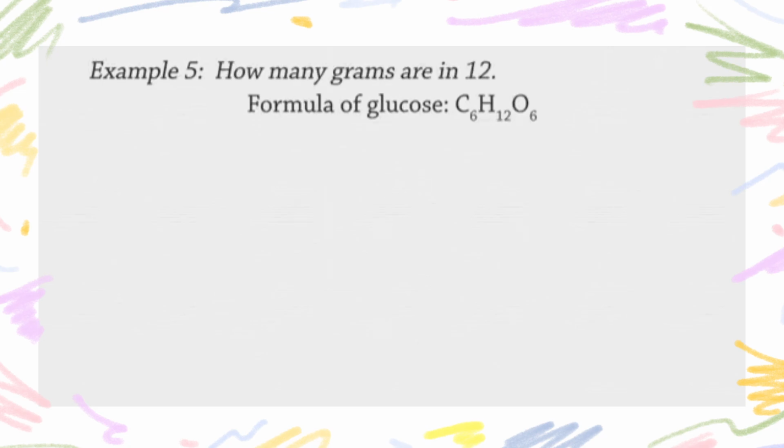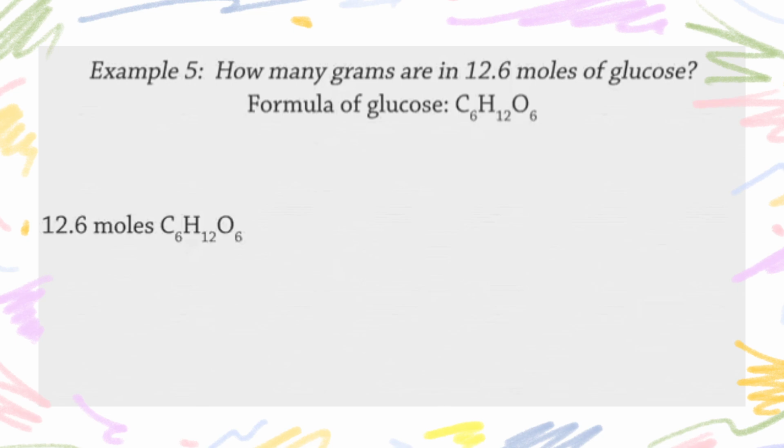A combustion reaction consumes 12.6 moles of glucose, C6H12O6. How many grams of glucose is that? Start with what you know on the left, 12.6 moles of C6H12O6. Leave space for your conversion factor. Now write what you want in your answer, some number of grams of C6H12O6. We need a conversion factor that will take us from moles of glucose to grams of glucose. We can use the molar mass of glucose to do that.